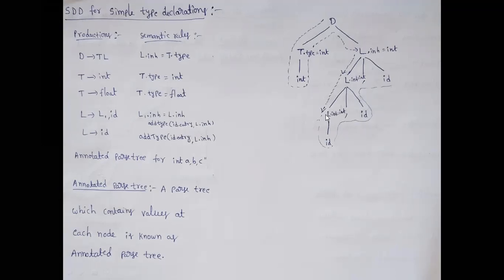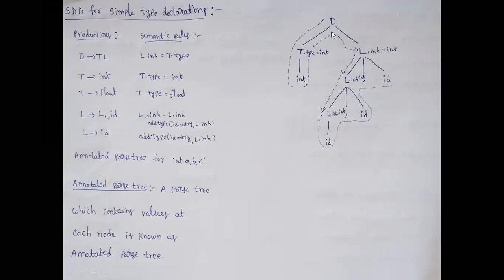Then we are moving downwards, and here also one reduction. So L produces L comma id. In this one we are using this semantic action, L1 dot inherited equals to L dot inherited. So the parent for this one is L dot inherited, which is int. So we are specifying the int. Then coming downwards, id. So there is no reduction, and moving right, here also id, and here also id. So there is no reduction here, so we can stop here.